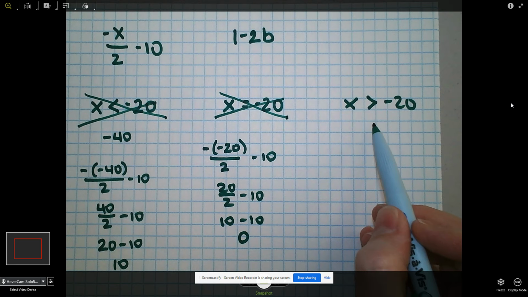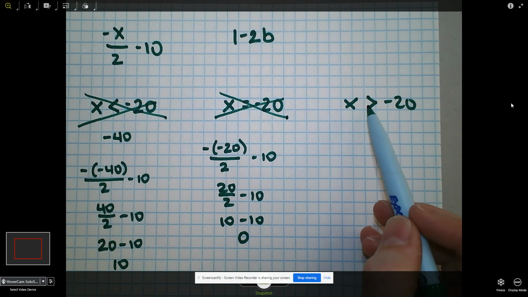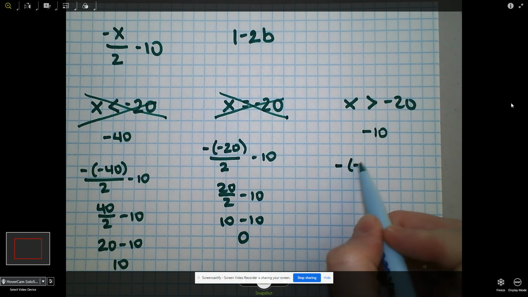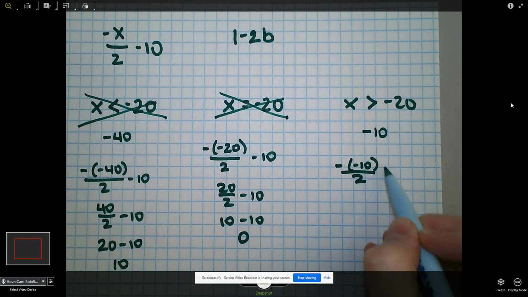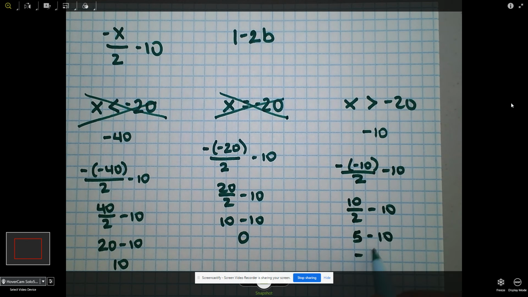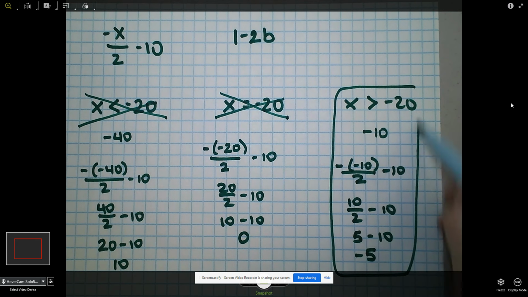Now, if we want to know ones that will work, numbers that are greater than negative 20, for example, negative 10. If we do negative 10 over 2, minus 10, we get 10 over 2 minus 10, and 5 take away 10 is negative 5. Numbers that are greater than negative 20 do work, okay?